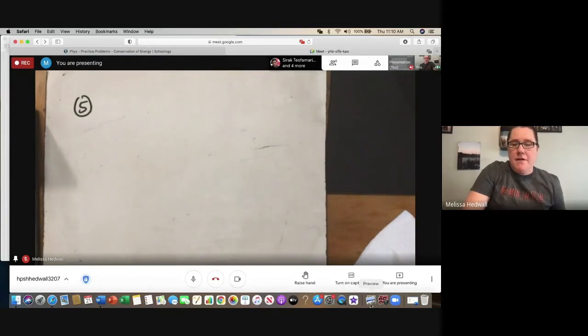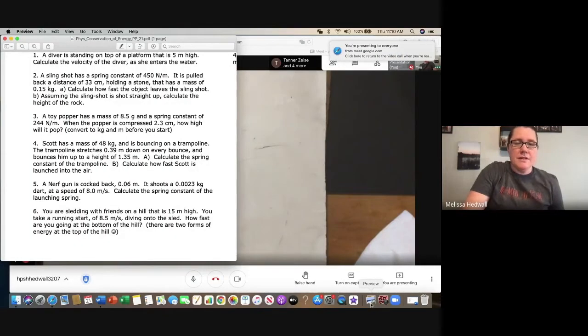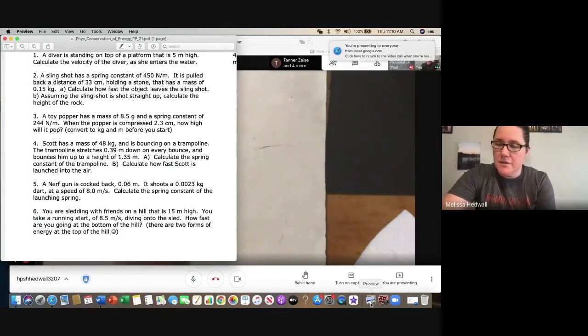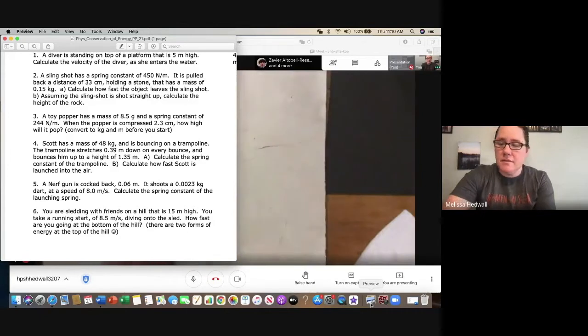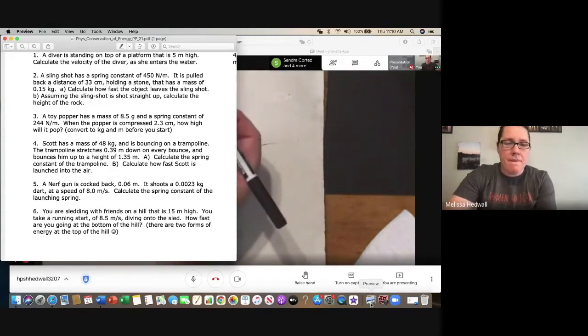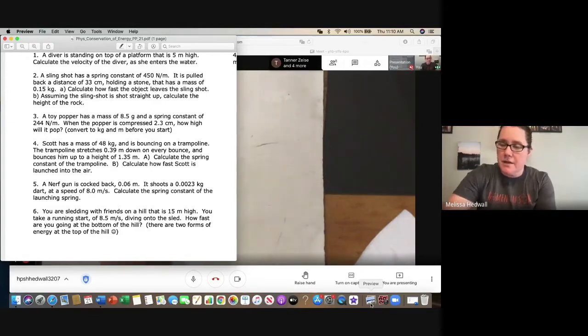All right, number 5. A Nerf gun is cocked back a distance of 0.6 meters. And it shoots, the mass of the dart is 0.0023 kilograms. So everything is in its proper unit already. And then we're going at a speed of 8.0 meters per second, and we're going to solve for the spring constant.